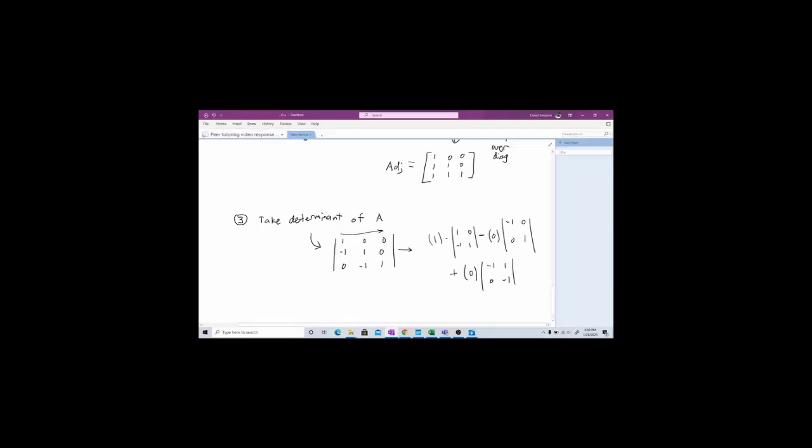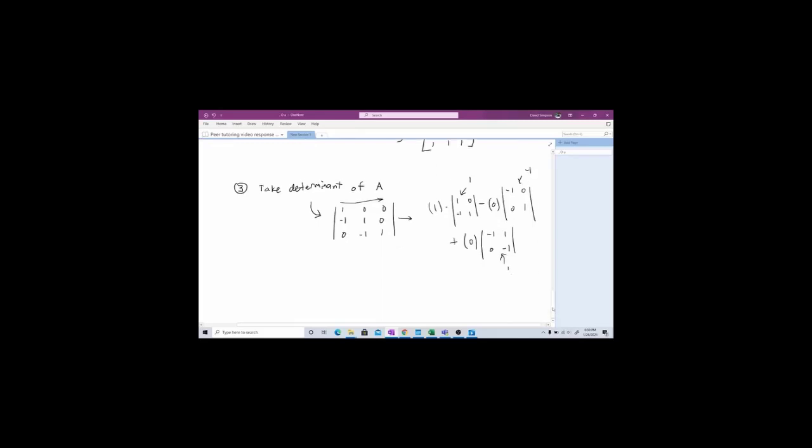And all in all, once we do all of this, the determinant of this is 1, the determinant of this is negative 1, the determinant of this is 1. So we're going to do 1 times 1 minus 0 times negative 1 plus 0 times 1. And all together we get 1.